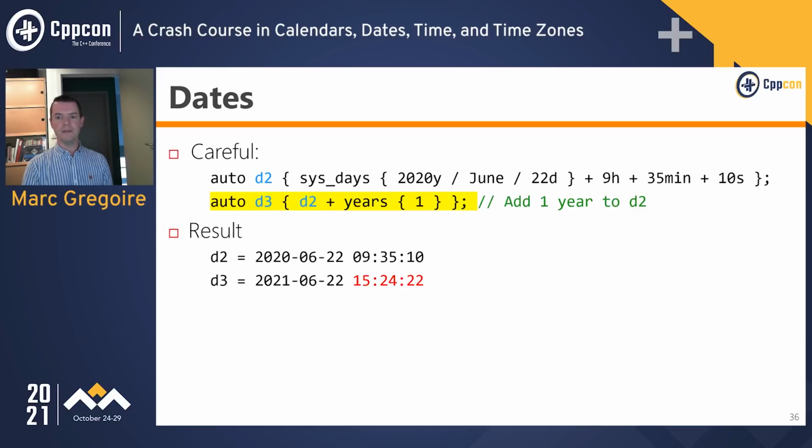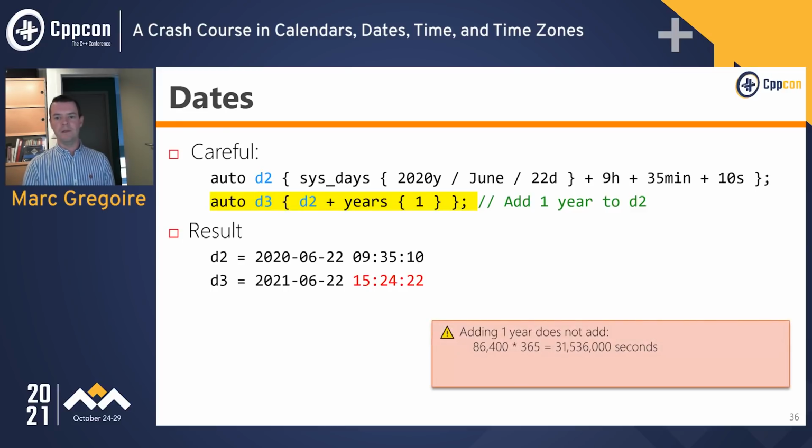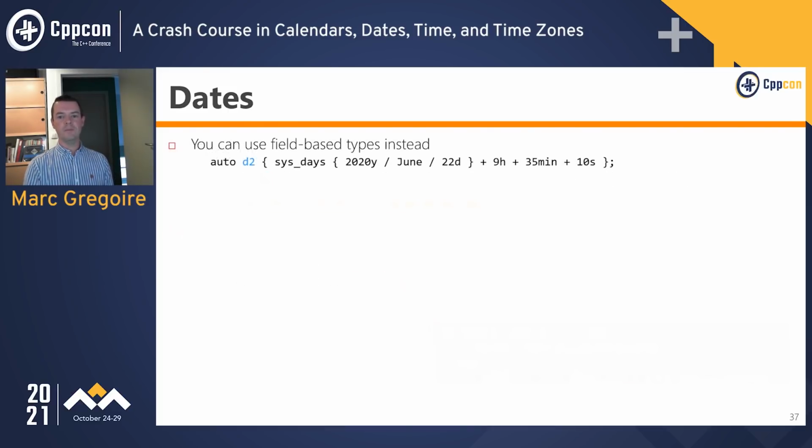And the standard mandates that if you add 1 year to a serial type, then you must add 1 average year to keep into account leap years. So when you add 1 year to this date, you're not adding these 31 million seconds, which is 365 days multiplied by the number of seconds in a day. No, this statement actually adds this number of seconds because it's using this more complicated formula to keep leap years into account.